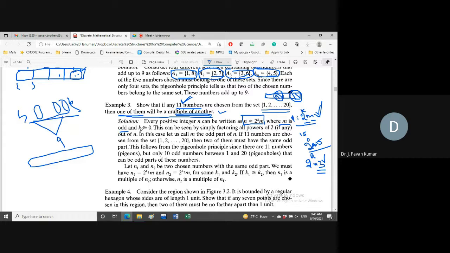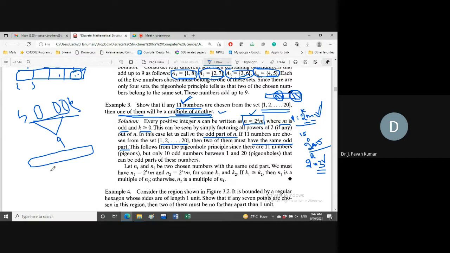Now k is greater than or equal to 0. This can be seen by simply factoring all powers of 2 out of n. You have understood how we arrived at this. Every number can be represented as 2 power k into m, where m is odd and k is greater than or equal to 0. In this case, let us call m the odd part of n. And if 11 numbers are chosen from the set 1 to 20, then two of them must have the same odd part. This is the claim.